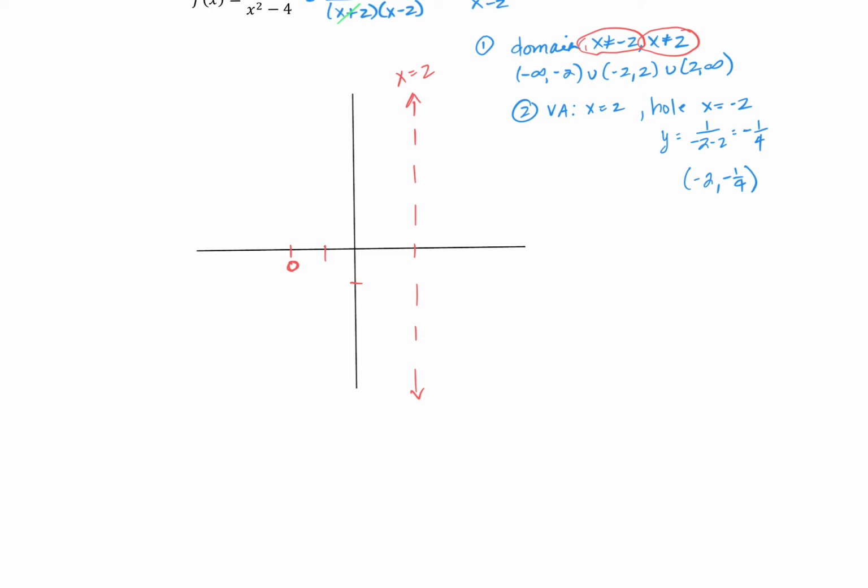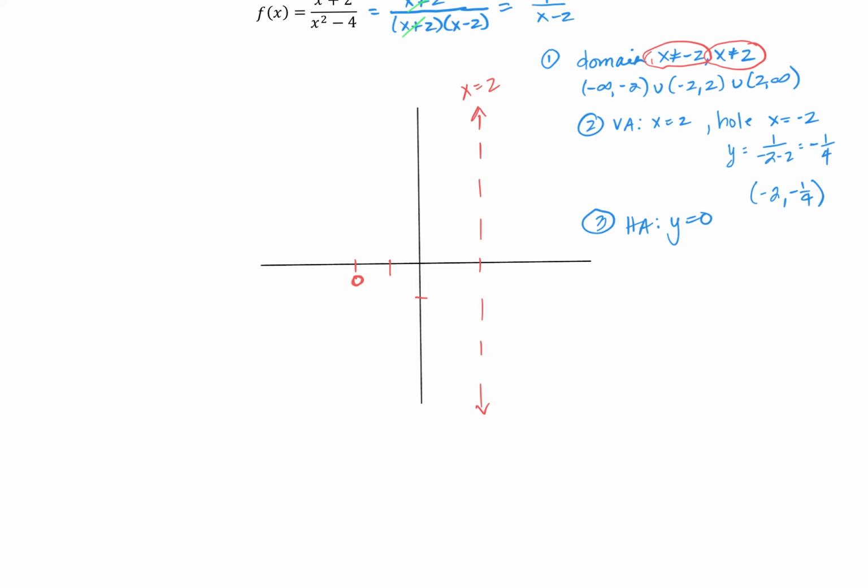So let's go to 3 and find any horizontal or oblique asymptotes. I notice that the degree in the numerator is less than the degree in the denominator, so right away I get that my horizontal asymptote is y equal to 0. Again, if you don't see that, you can just divide top and bottom, all the terms, by x squared, and you'll get 0 in the end. So I'm going to sketch my horizontal asymptote right above my x-axis, because I want to remind myself that my graph has to follow this. Okay, so I have my asymptotes, I have a hole.